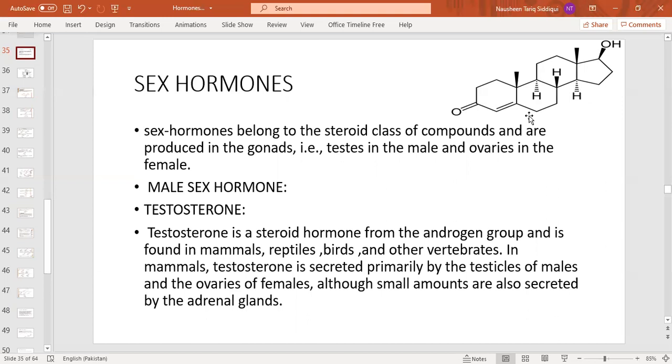Sex hormones belong to the steroidal class of compounds and are produced in the gonads, that is testes in the males, and ovaries in the females. इनको गोनाड्स बोलते हैं. Male sex hormones, number 1 is testosterone. Testosterone is a steroidal hormone from the androgen group and is found in mammals, reptiles, birds, and other vertebrates. In mammals, testosterone is secreted primarily by the testes of males and the ovaries of females, although small amounts are also secreted by adrenal glands.